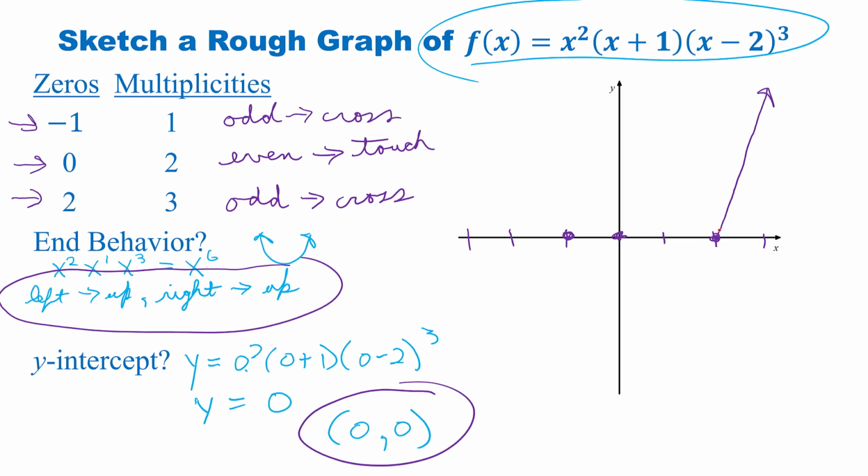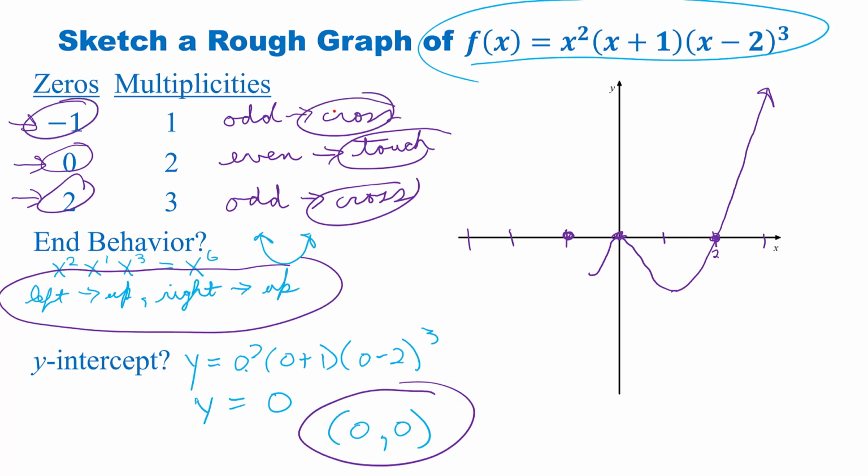So right here, we've started our graph at x equals 2 here. We're going to cross the x-axis, and then we're going to travel backwards in this case to where we have x equals 0, where we're going to simply touch and bounce. Finally, at x equals -1, our graph is going to cross. Whoa, I kind of messed that one up. Okay, let me try that again.